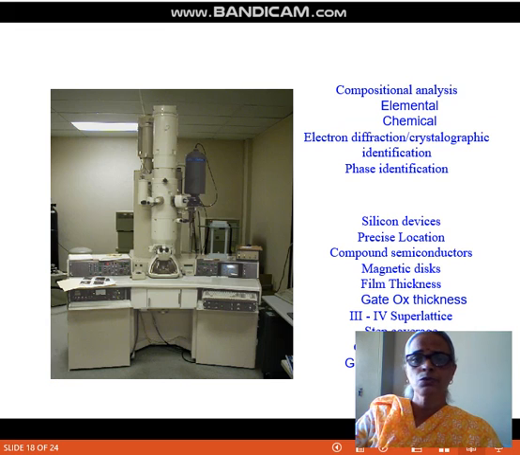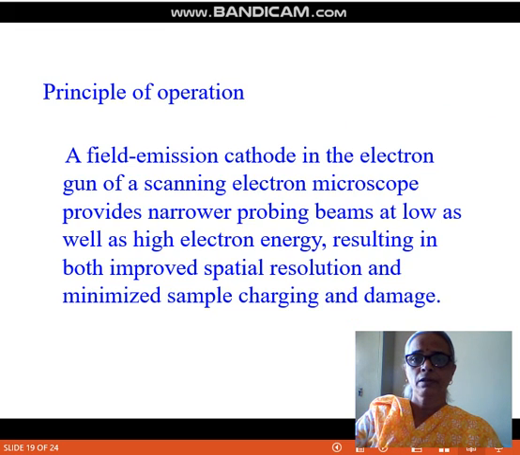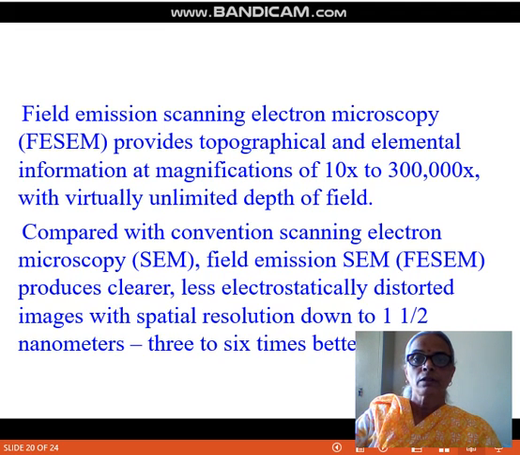machinery used in FESEM. Its principal operation is that a field emission cathode in the electron gun of a scanning electron microscope provides narrower probing beams at low as well as high electron energy, resulting in both improved spatial resolution and minimized sample charging and damage. The field emission scanning electron microscopy provides topographical and elemental information at a magnification in this range.